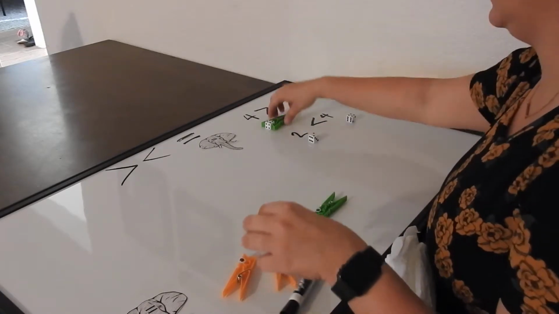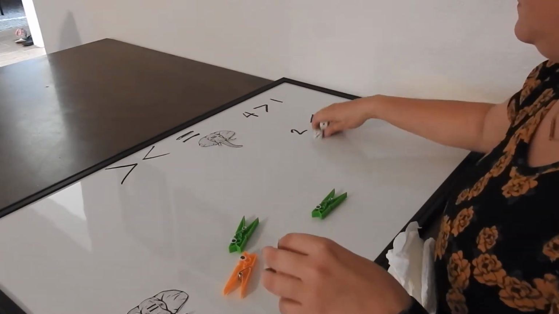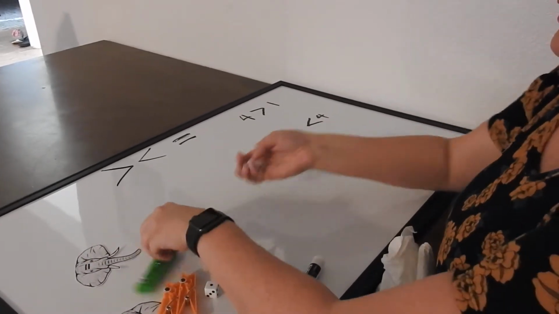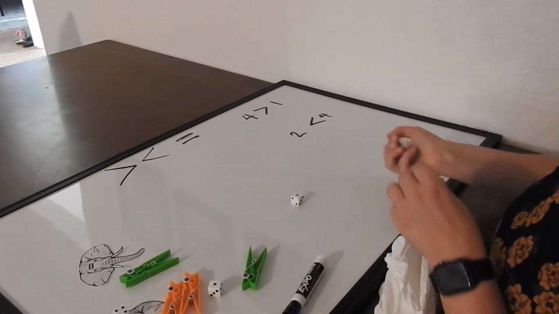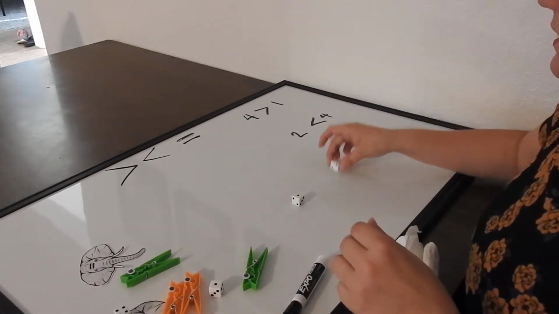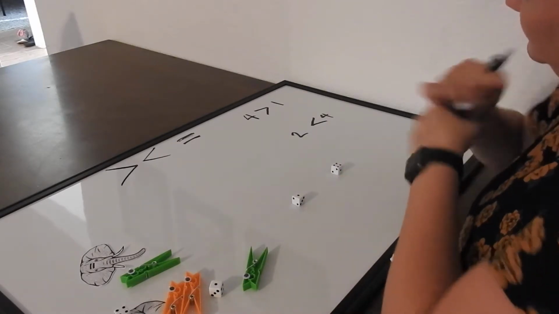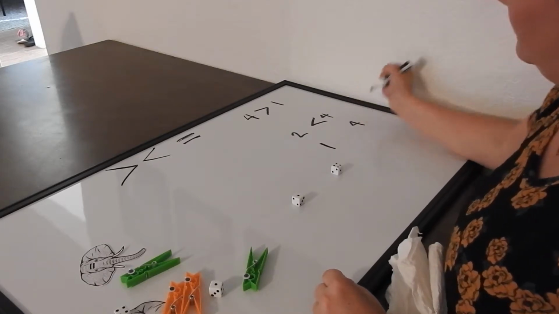I'm just going to reset. Okay, I'm going to the dice. We're going to roll it. Our first one is a 1, and our second one is a 4. I'm going to write that out. A 1 and a 4.